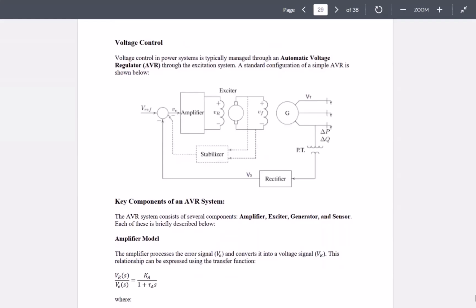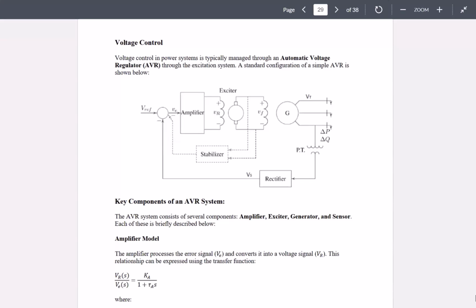All right, now let's go to voltage control. So we talked about frequency, but the second important quantity in the power systems to be controlled is the voltage. And the first place where voltage is getting controlled is at the generators. So generators do get a hold of voltage using their excitation systems.